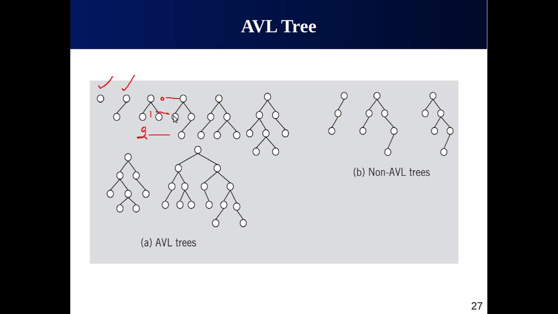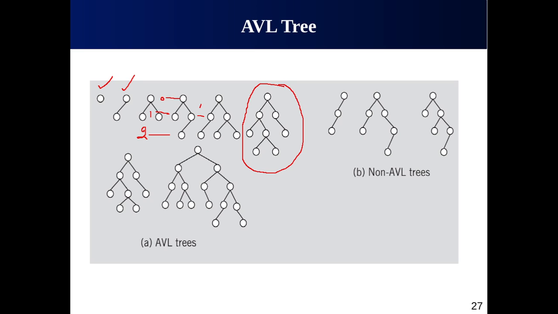Here the left subtree is at level 1. Here we have the right subtree at level 1, but it has a level 2 as well. But the difference is only 1, so it doesn't matter. What about this one?